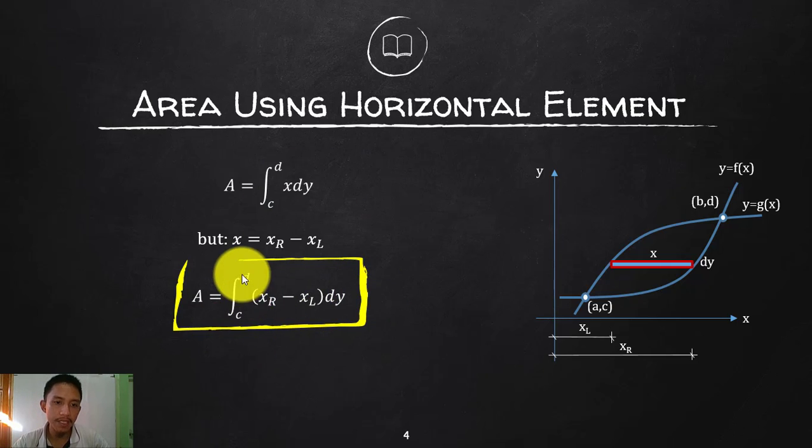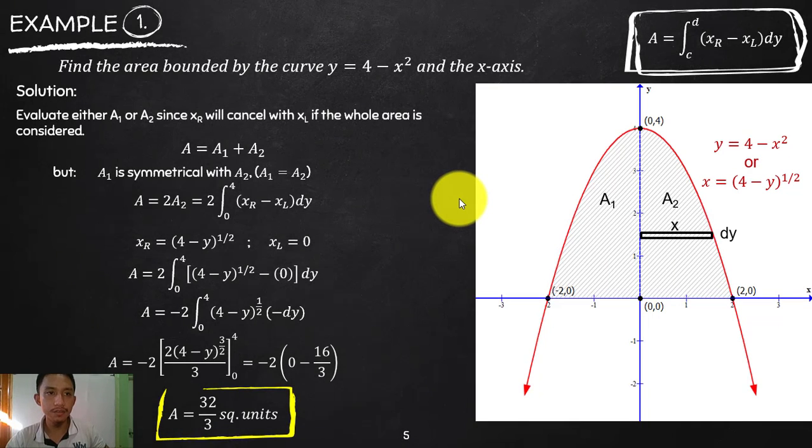Integrate that one, apply the limit. You will have the area bounded by y = f(x) and y = g(x). Okay, so that is how to evaluate the area using horizontal element. How about your area using vertical? But that will be later. Let's try to apply this one.